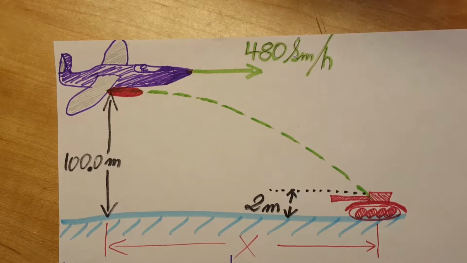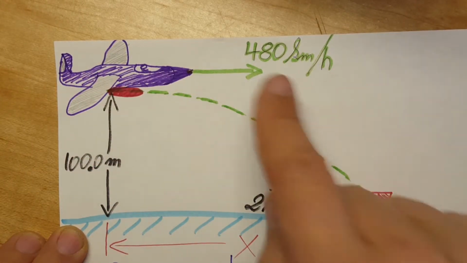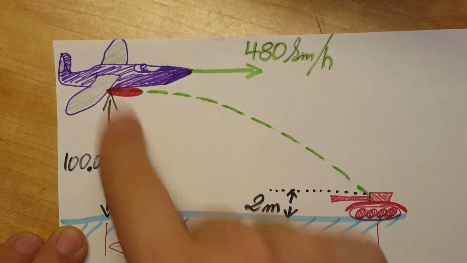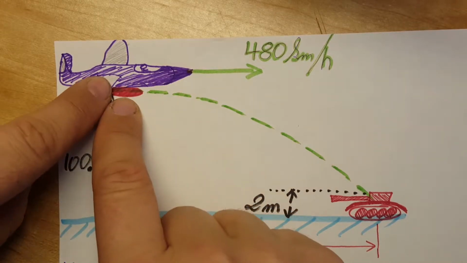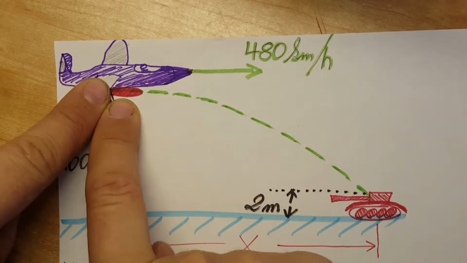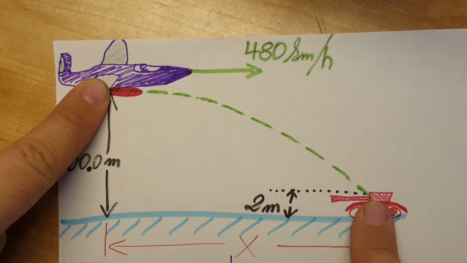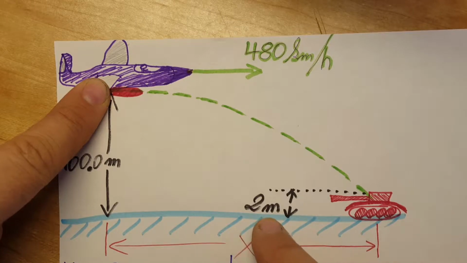Okay, we have a physics problem, and this is how it goes. We have an airplane that's flying horizontally with a speed of 480 kilometers per hour. It's 100 meters above the ground, and he wants to drop a package in a way that it will land exactly on top of this tank. The top of the tank is 2 meters above the ground.